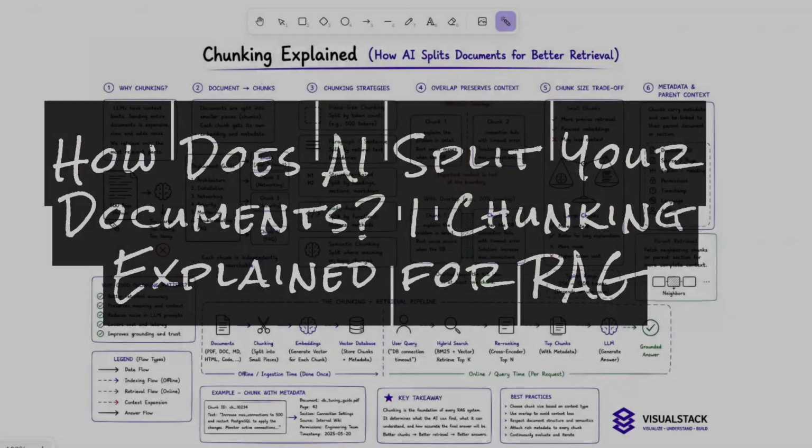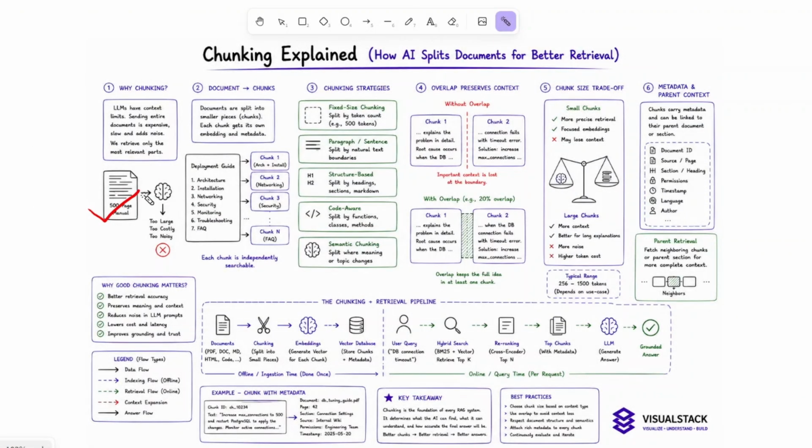Imagine giving an LLM a 500-page technical manual and asking a single question. Even today's largest context windows of LLMs have practical limits. Sending a whole document increases cost, latency, and often reduces answer quality because irrelevant information overwhelms the useful parts.